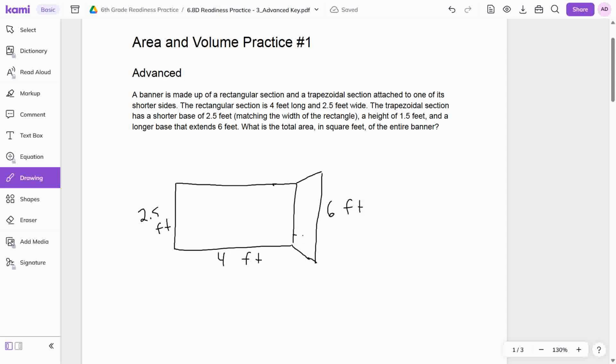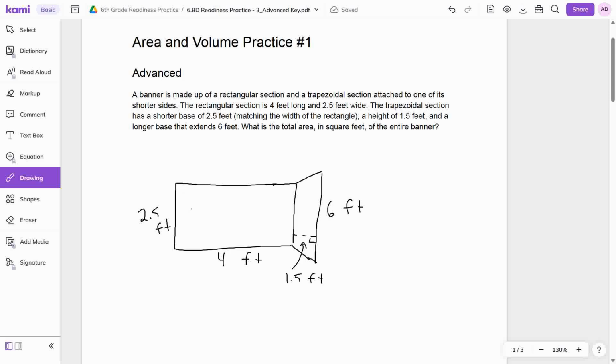So if I'm going to draw the height, I'm not going to hit one of the slant heights because that doesn't quite count. I need a height that's perpendicular to the base. This is my height of 1.5 feet. All right, so I've got two different parts. What I want to do is find the area of each, and then add those together, and we'll get our total area of the entire banner.